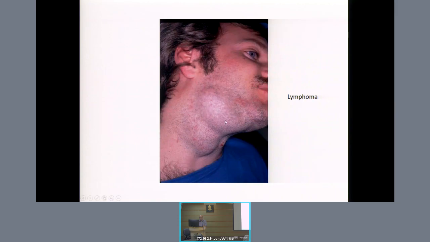This is the lump of lymph nodes. On each side, about 200 lymph nodes are present. So if they are enlarged, this is lymphoma. It is a tumor of the hemopoietic system.